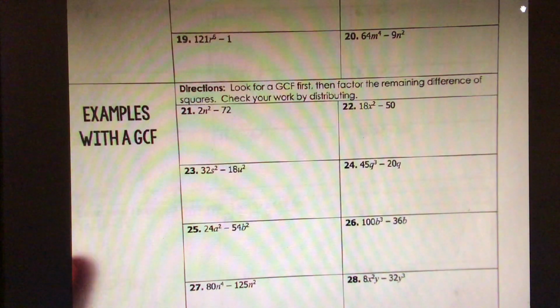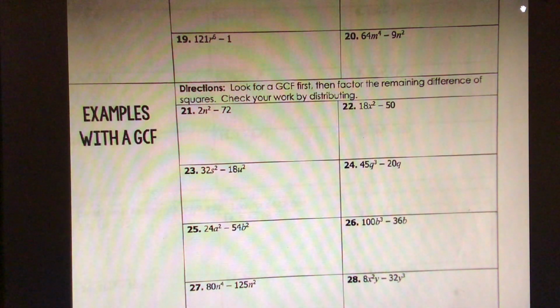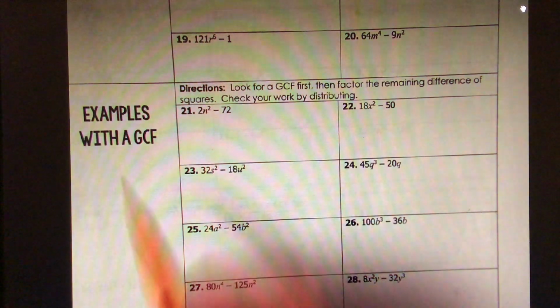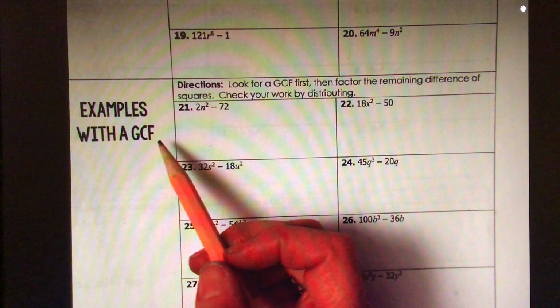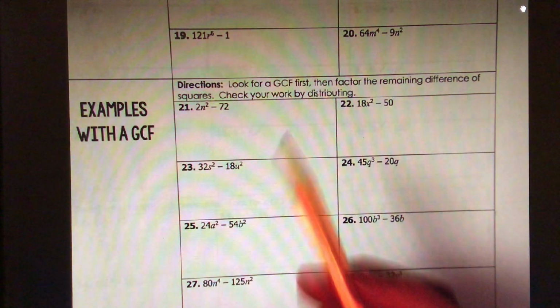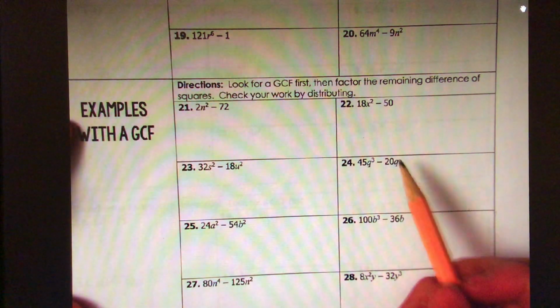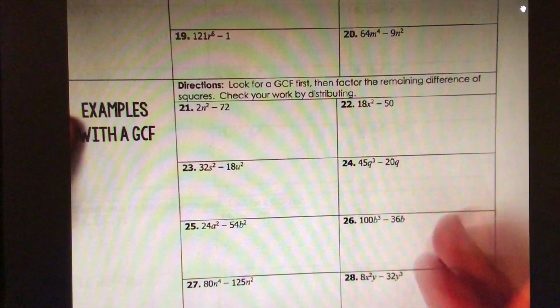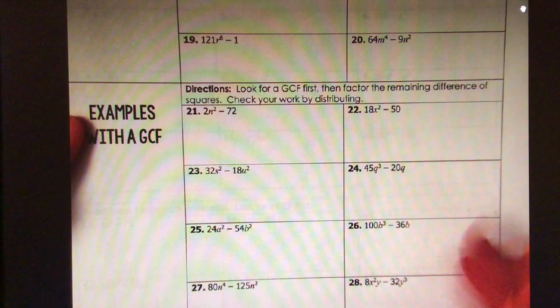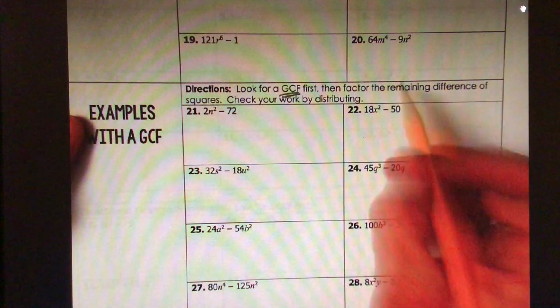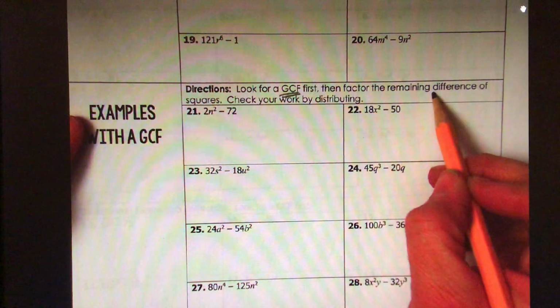So now I have something a little bit different. So I'm going to have to be a little more, dare I say, creative with this, because let's analyze something for a minute. So now we have examples with a greatest common factor. So what I'm doing here is I'm looking for a bunch of things. I'm looking for a common factor, okay? Then I need to find the difference of squares.